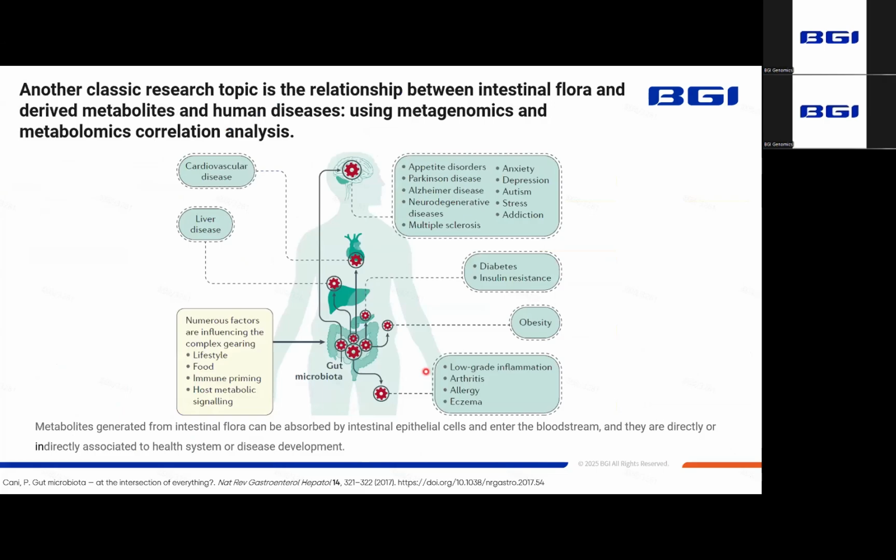Another deep dive case study I'm showing is the relationship between intestinal flora and derived metabolites and human disease, meaning metagenomics and metabolomics correlation analysis. It was found in many kinds of disease that both intestinal flora and blood metabolite profiles change. Metabolites generated from intestinal flora can be absorbed by intestinal epithelial cells and enter the bloodstream, and then they are directly or indirectly associated with health or disease development.